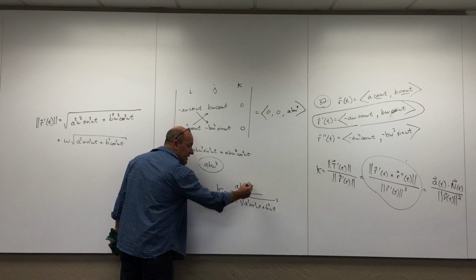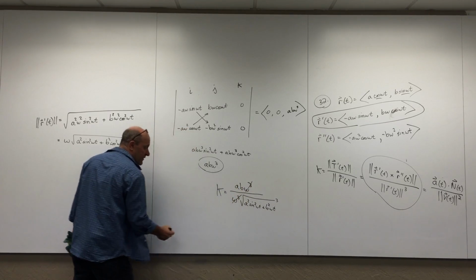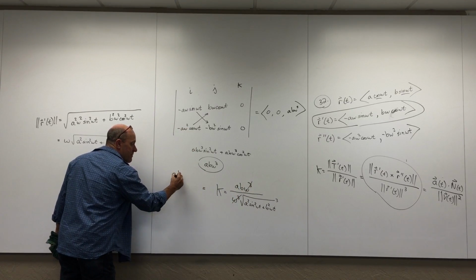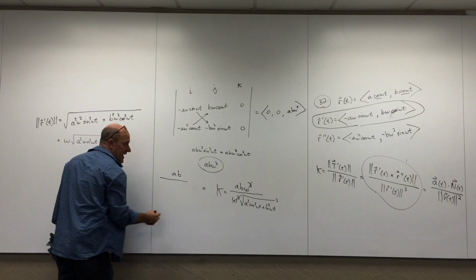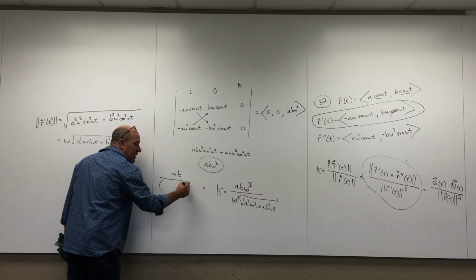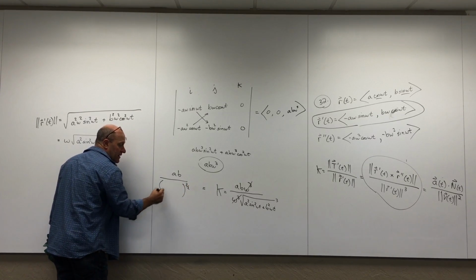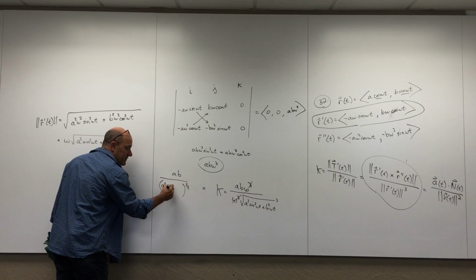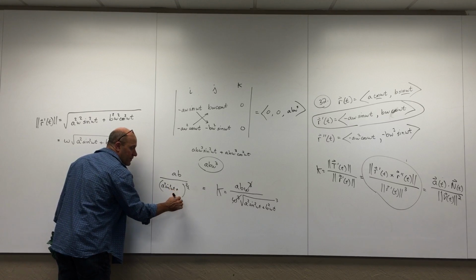These omega cubes can cancel. And it turns out the curvature is AB over that square root. You know, it is a square root cubed. I could call it to the 3/2. But there's really nothing else I can do in this abstract world here.